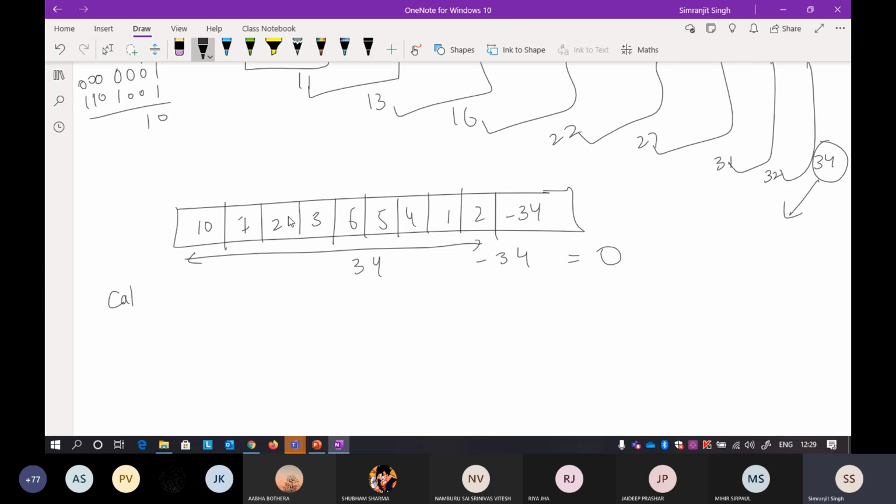So what you do is take the data, add it, and add the checksum. When you add it, the answer should be 0. If it is not 0, it means that there is some error. If it is 0, it means that there is no error. So this is how your checksum works. It's as simple as that.